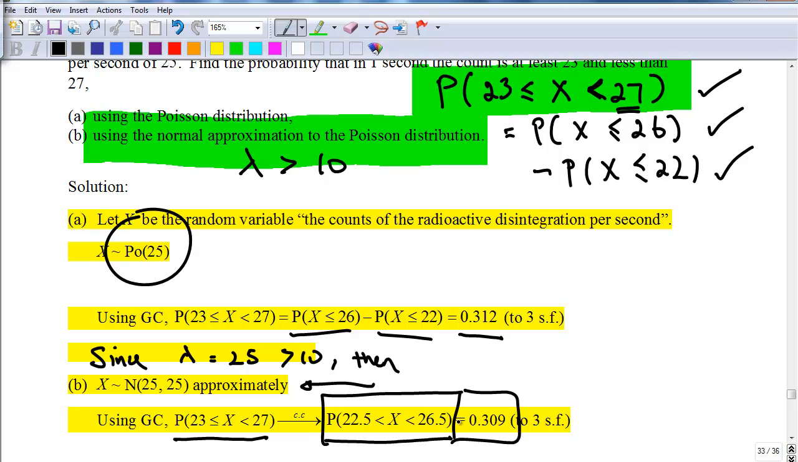Now note that these two numbers are not the same. The answer in part A is exact. The answer in part B is an approximation. They don't necessarily need to be the same number. Done.